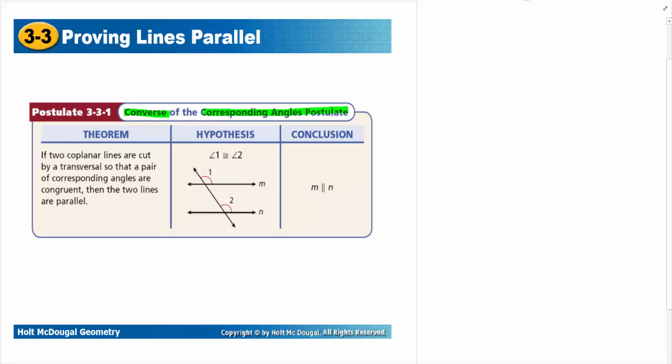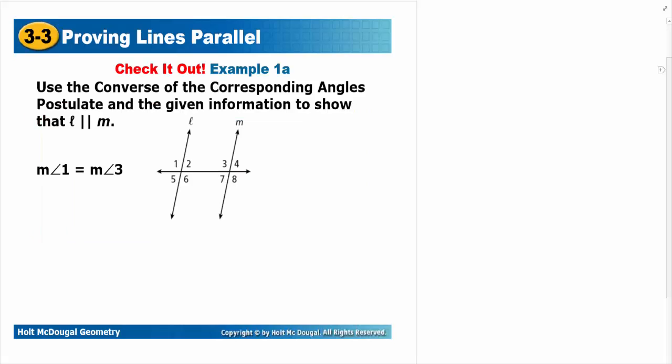But you're going to have to understand the questions, and the way we're going to go through these is going to be backwards as well. So here's a quick example. Use the converse of the corresponding angles postulate and the given information to show that L is parallel to M.